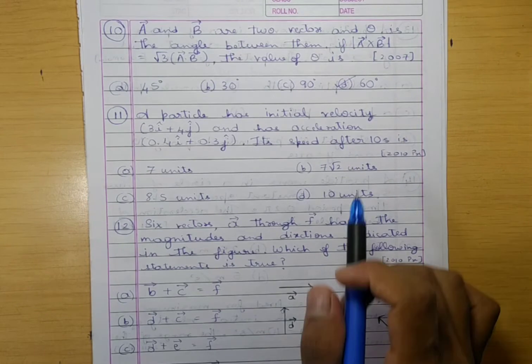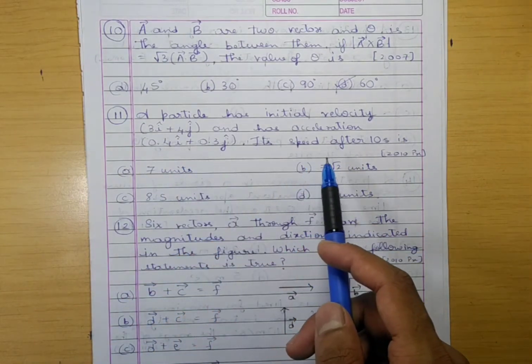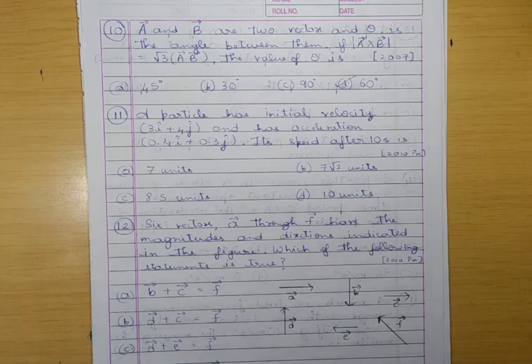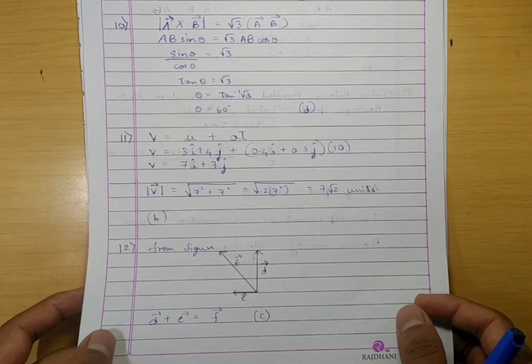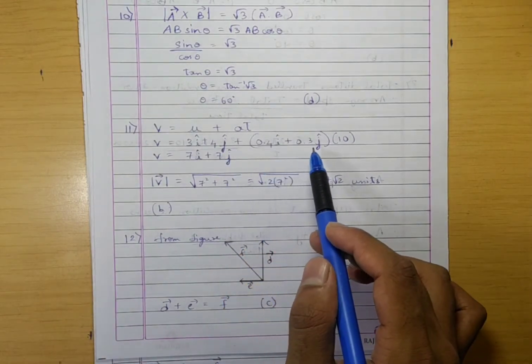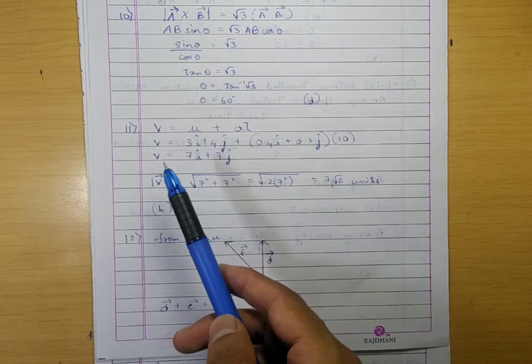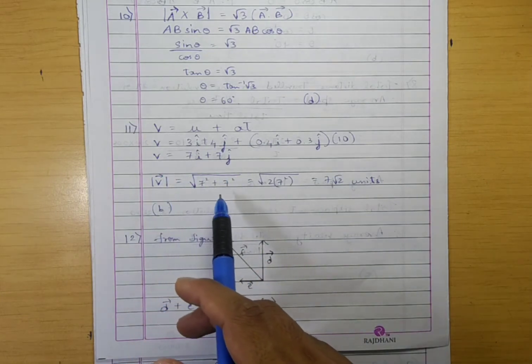11. A particle has initial velocity 3i plus 4j and has acceleration 0.4i plus 0.3j. Its speed after 10 seconds is. Here we use the first equation of motion, v is equal to u plus at. u is 3i plus 4j and a is 0.4i plus 0.3j and t is 10 seconds. So we get v is equal to 7i plus 7j. The magnitude of v is root of 7 square plus 7 square. It is 7 root 2 units.